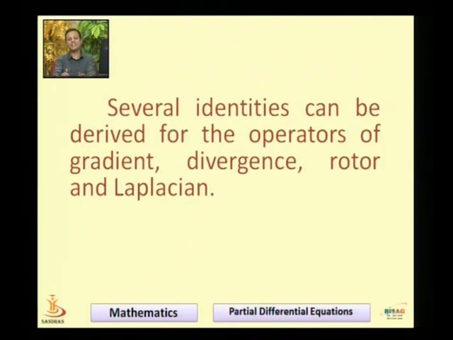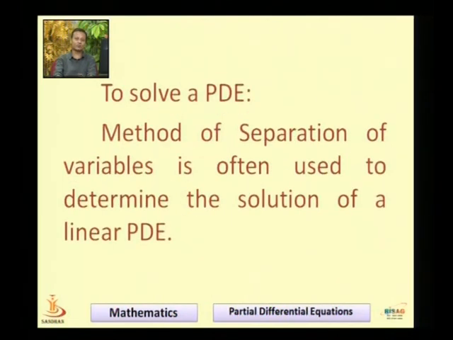So several identities can be derived for operators of gradient, divergence, rotor or curl, and Laplacian. Now to solve a partial differential equation, there is a method that is most frequently used when we solve a partial differential equation: wave equation, heat equation, Laplace equation, and that is method of separation of variables. This is similar to the method of separation of variable in case of the ordinary differential equations.